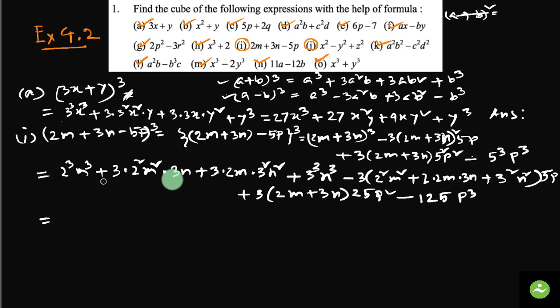So we can just do more simplification, and this should be here 8m cube. This should be plus 4 into 3, 12, 36 m square n, m square n plus 3 into 2 means 6, 6 into 9 means 54 m n square, then plus 3 cube means 27 n cube.